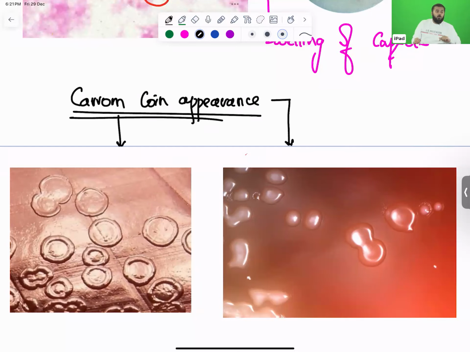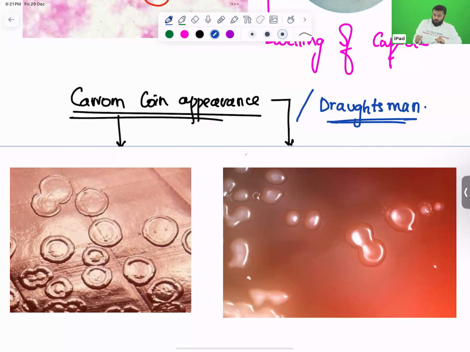Now, another name is also given for this. The other name is draughtsman appearance. So there are two important names: one is called the carom coin appearance and the other is called the draughtsman appearance. This is a very, very important question.